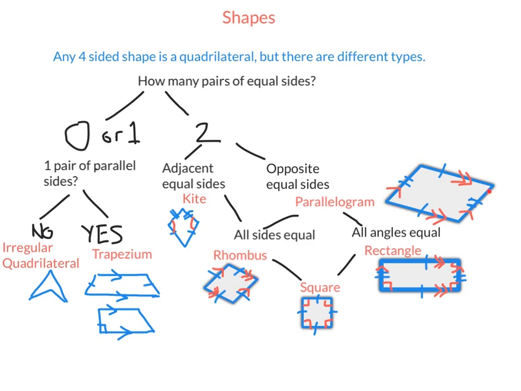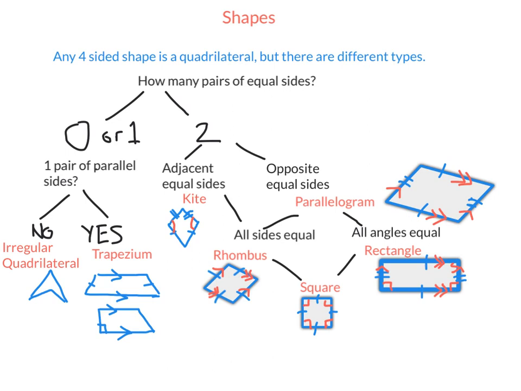See, in a normal parallelogram, these angles don't have to be equal, and these sides don't have to be equal. So if you have a parallelogram with all sides equal, it's a rhombus. All angles equal, it's a rectangle. A square is a type of rhombus and rectangle. It's a parallelogram that has all sides equal and all angles equal.